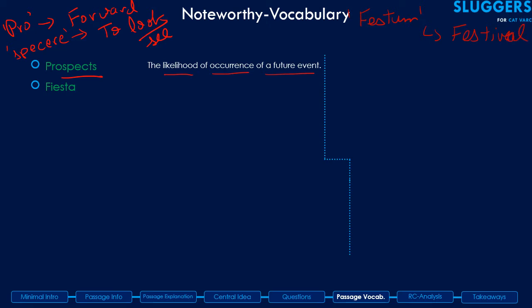Please bear with my handwriting. It might seem barely legible, but I'm trying to make it as legible for you guys as possible. So festum stands for festival, and it's a Latin term. So fiesta also comes from the same term. I think fiesta is the Spanish version of that. Fiesta basically means a festival, an event that is marked by celebration, as you can see.